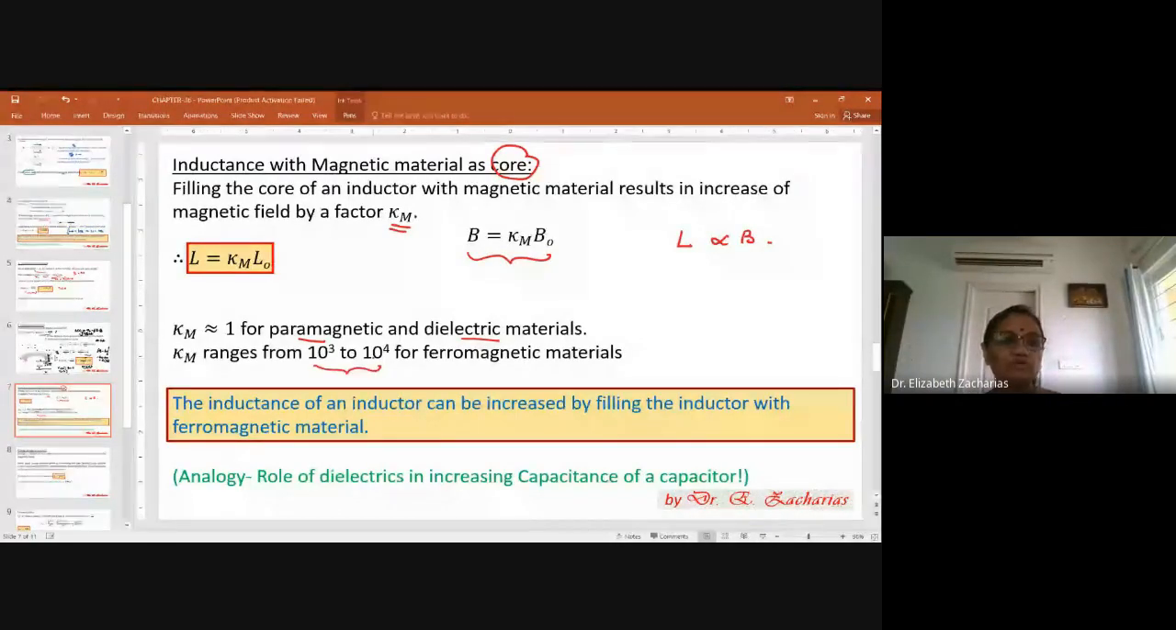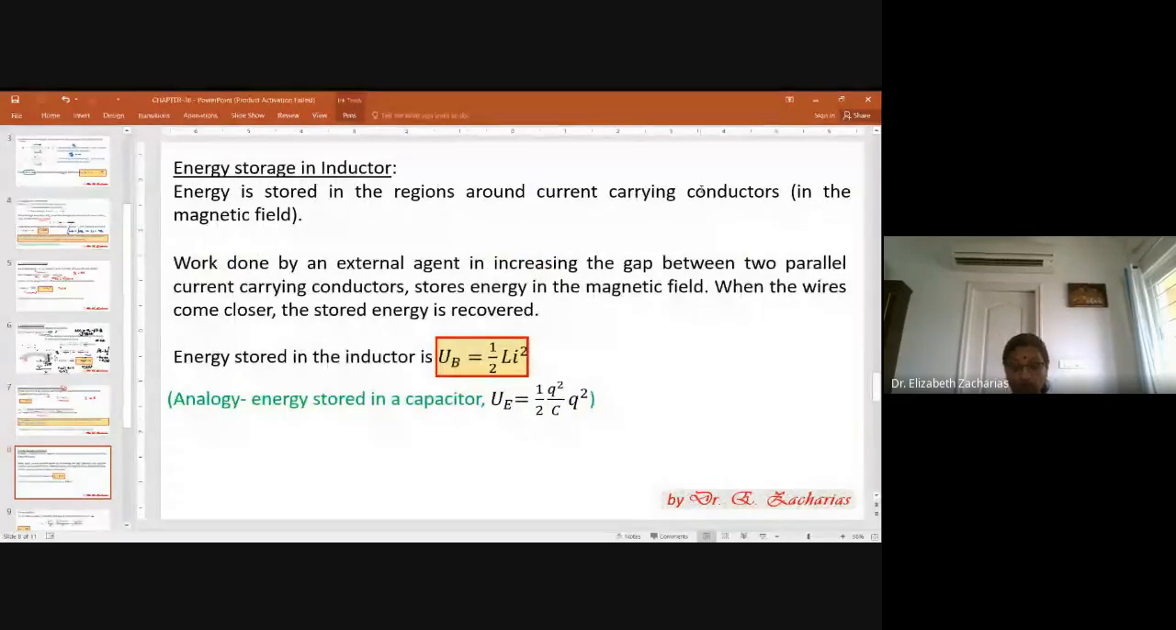So you come to the conclusion that the inductance of an inductor can be increased by filling the inductor with ferromagnetic material. Now, I've been telling that capacitors can store energy in electric field. Similarly here, you're going to see that inductors can store energy in the magnetic field.